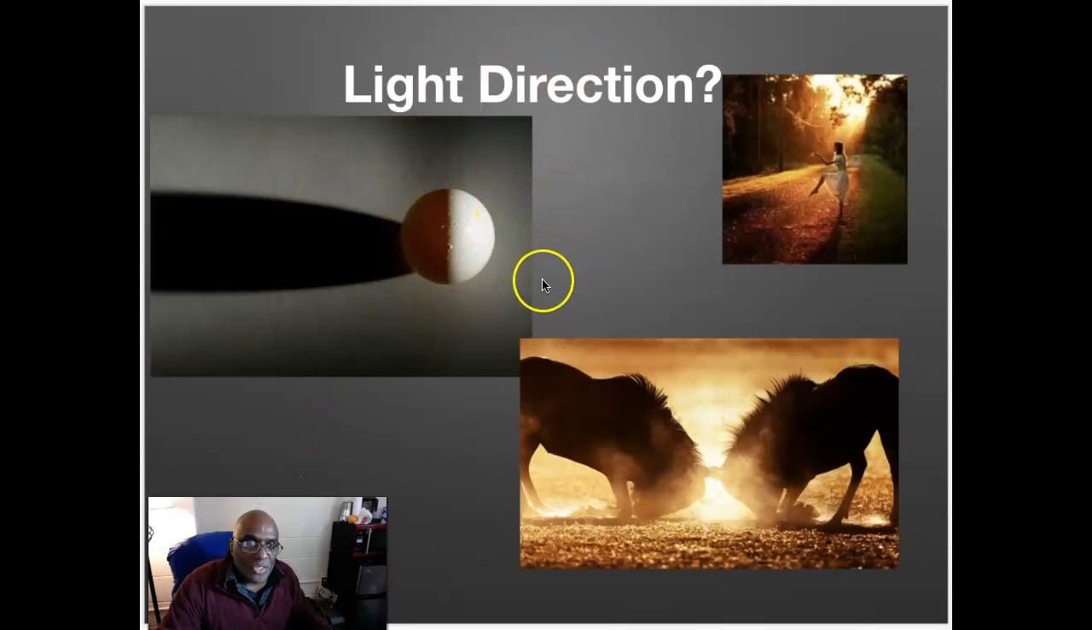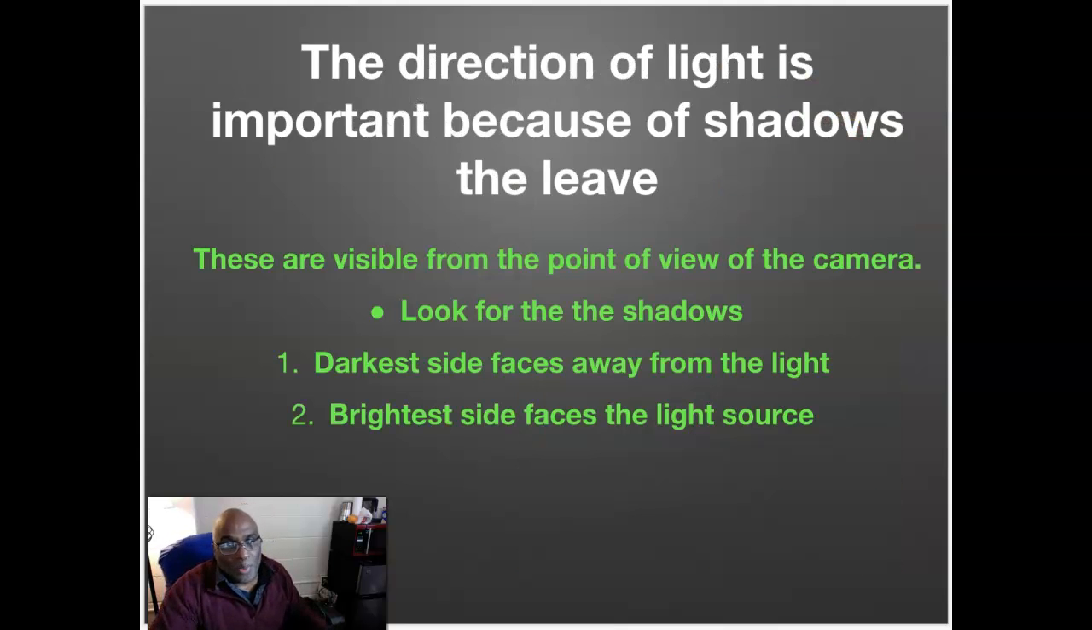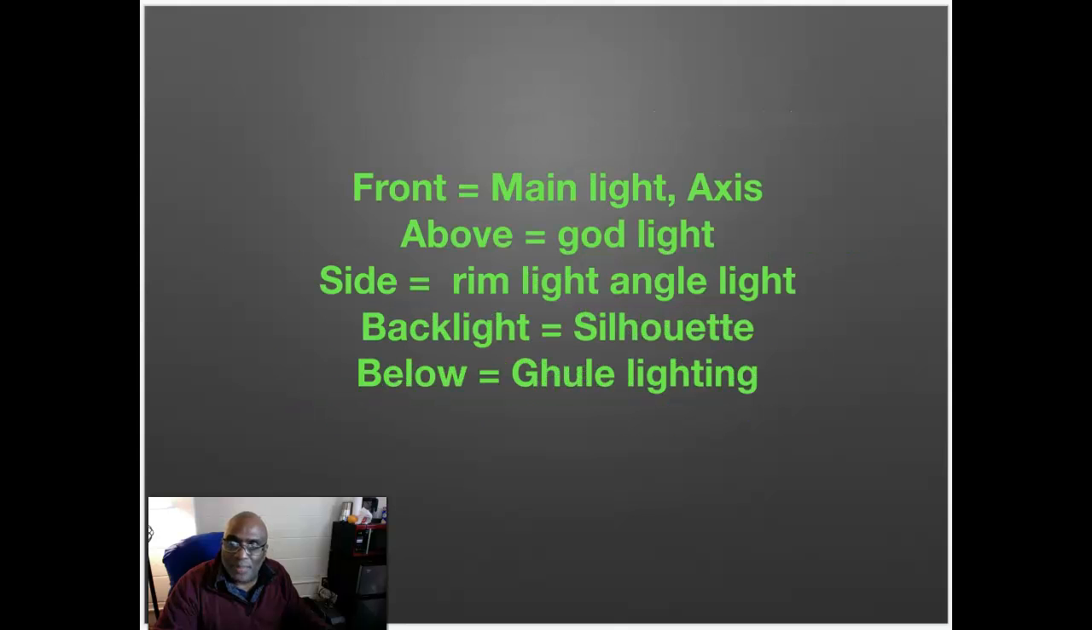As you can see here, this is what we call side light. And these are some examples of the direction of your light and how it reveals things. The direction of light is important because of the shadows it leaves. These are visible from the point of view of the camera, as I said. Look for the shadows; that is how you can tell where your light is coming from. Whichever direction the shadow is cast away from your subject, the opposite side is usually where your light is coming from. The darkest side faces away from the light. The brightest side faces the light source.